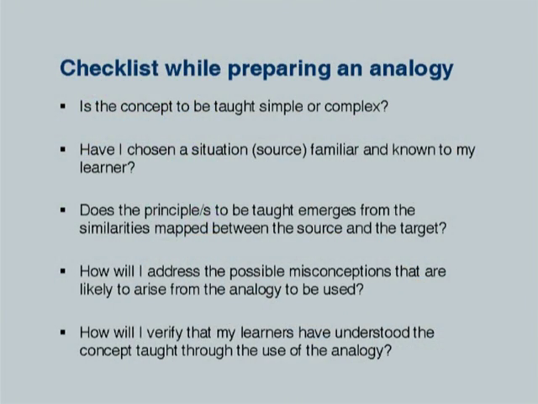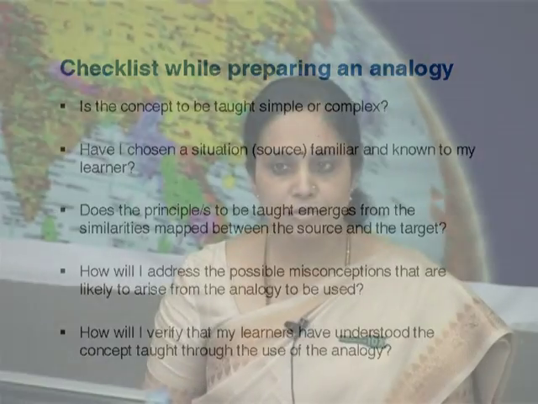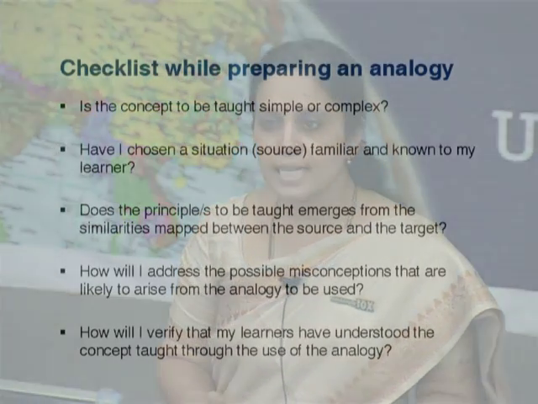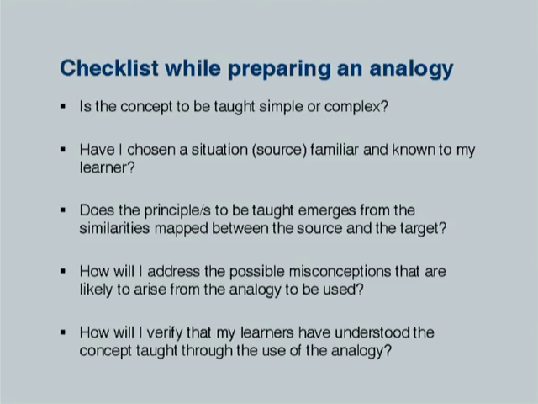So what are our checklists while preparing an analogy? Suppose we want to build a similar analogy. The starting point for us is: is the concept to be taught simple or complex? This is the first question to be asked, because analogy works best when what is to be taught is complex. And in this case, the concept of memory location, as Professor Fatak has been explaining in several ways, several of the concepts are abstract and complex to the learners when they enter our course. So it is important that we choose a complex topic to be taught.